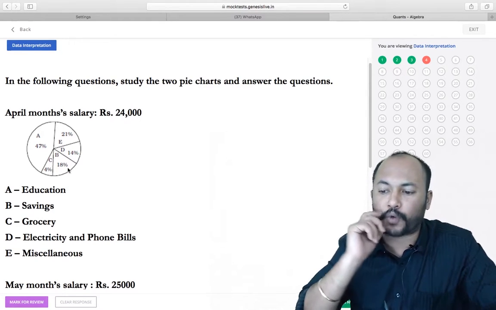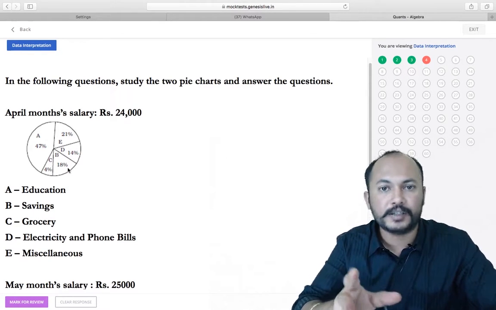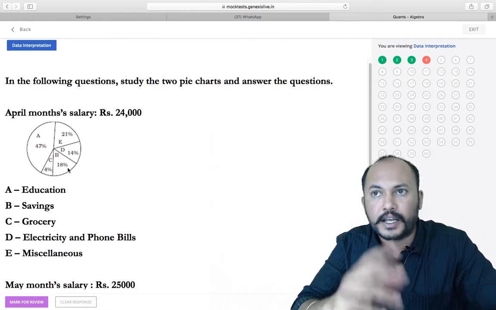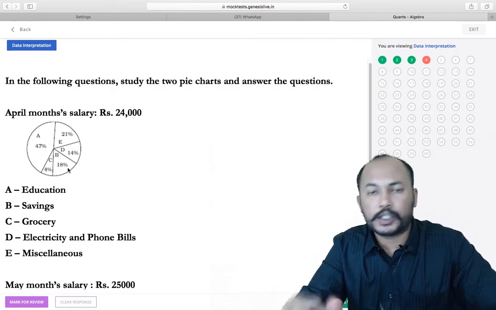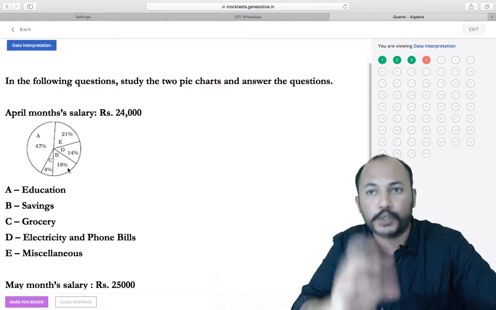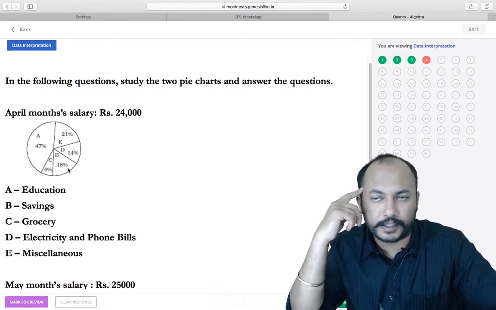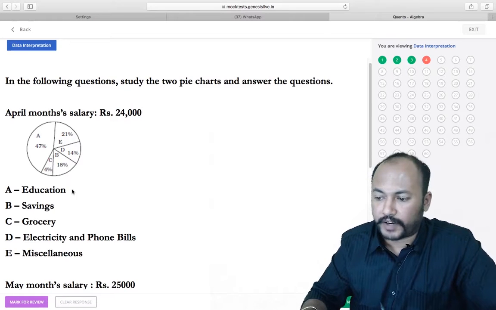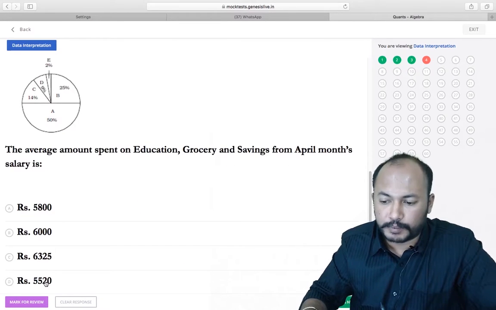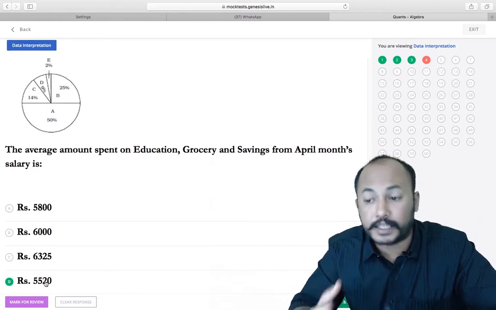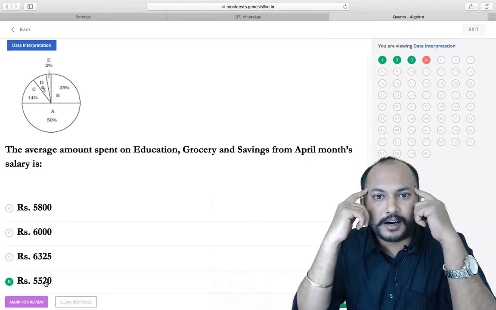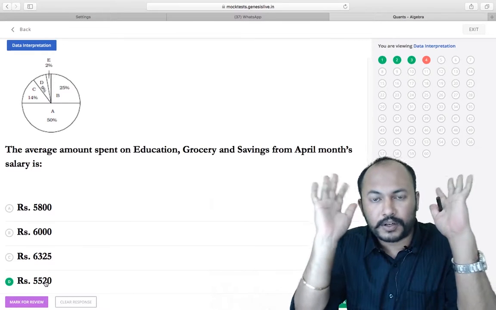So sum of this is 47 plus 4, 51, 51 plus 18 is 69. 69 divided by 3 gives you 23. So 23% of 24,000. 23 into 24. So first do 23 square. It is 529 plus 23, is going to be 552. So 552 and 10. The answer has to be option D. Okay, the calculation, you need to be really fast. That's all what matters in DI.